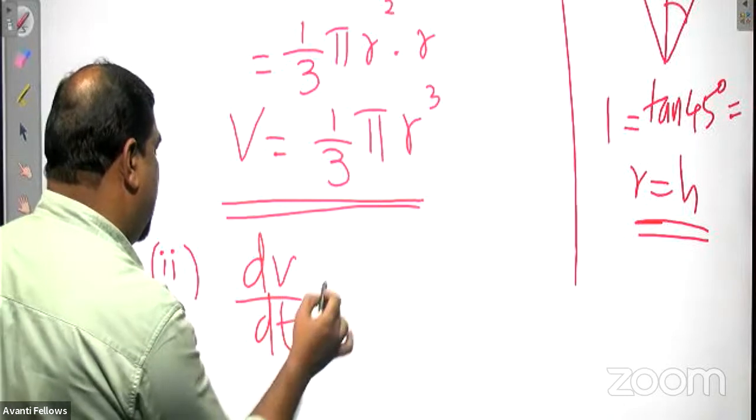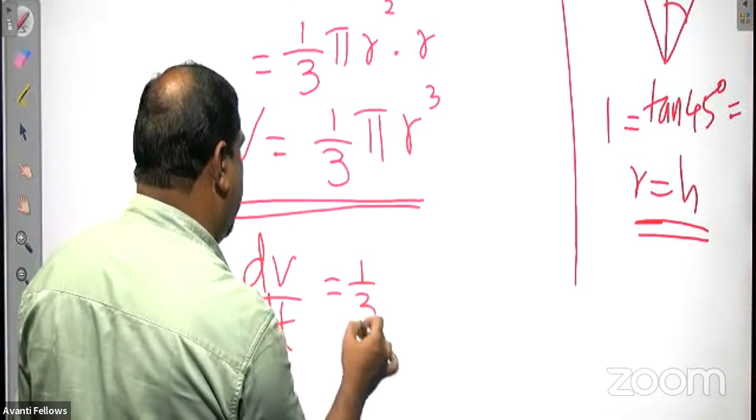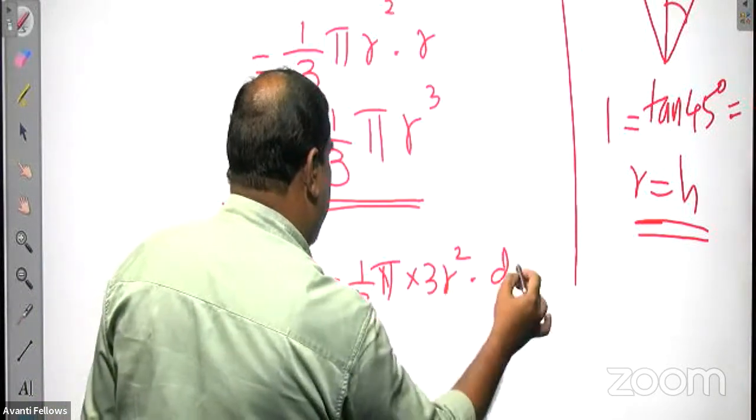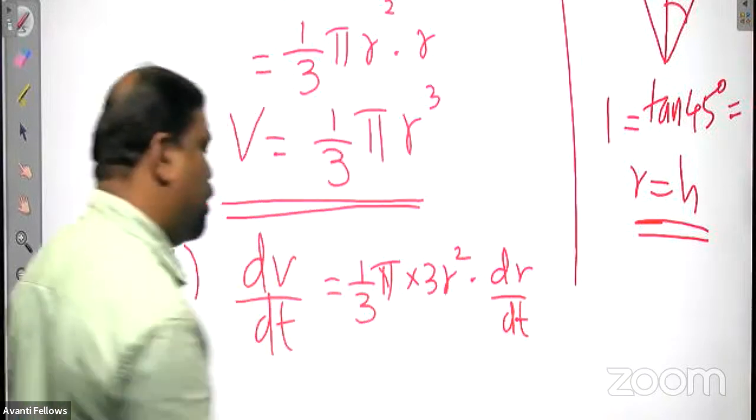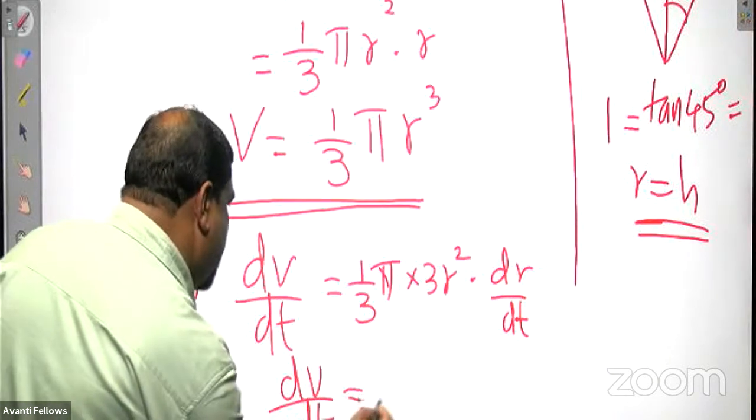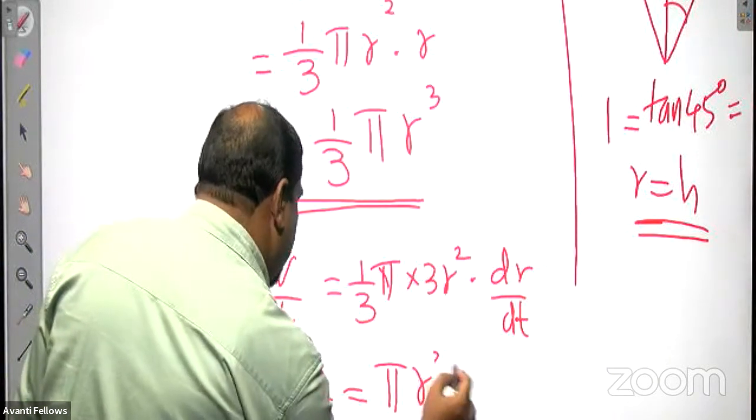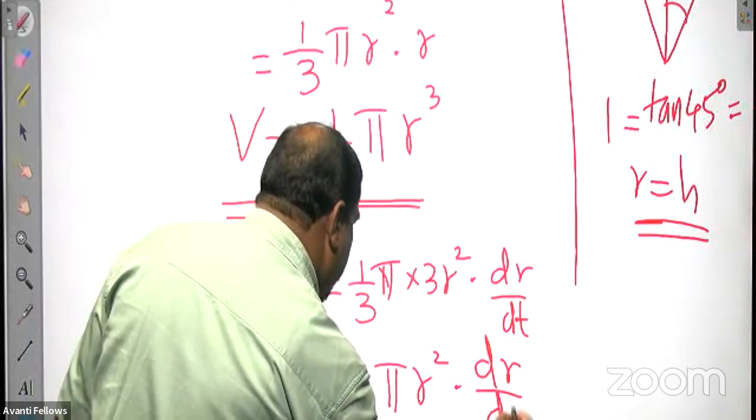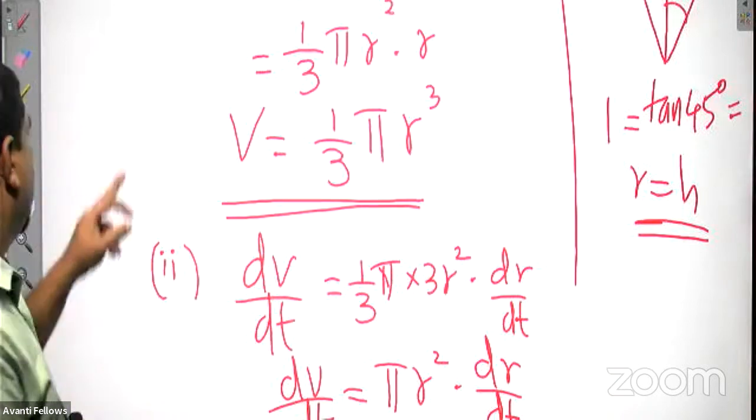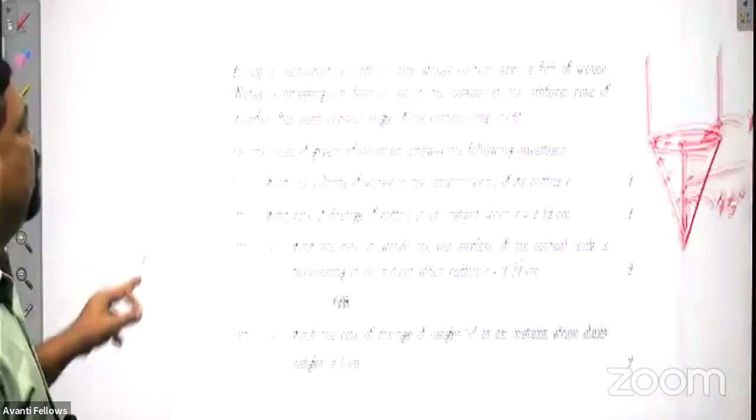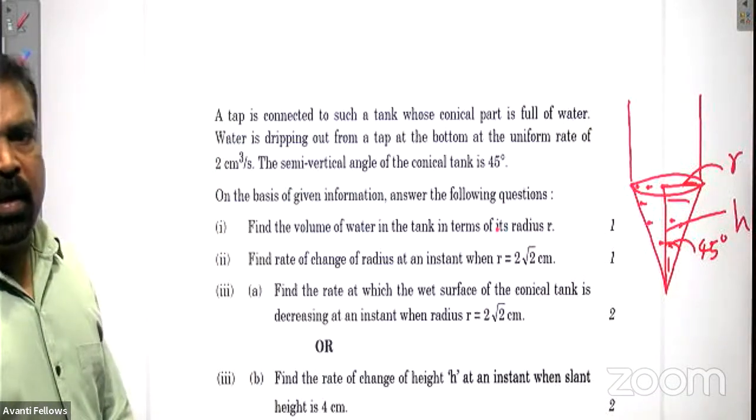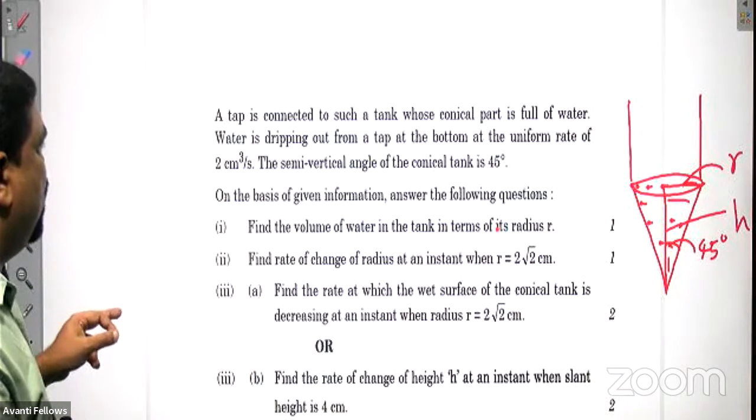dV by dt is equal to 1 by 3 pi into 3r square into dr by dt. That means again we can modify as dV by dt is equal to pi r square into dr by dt. Now dV by dt is given actually. What is the value of dV by dt? It is 2 centimeter cube. So dV by dt is 2 actually.